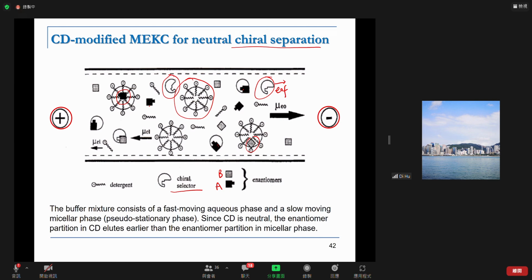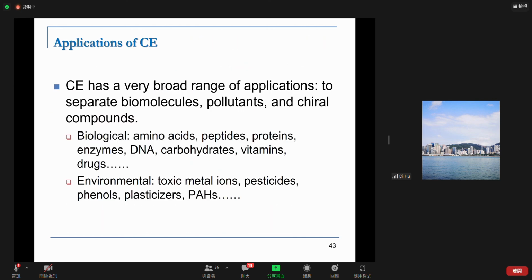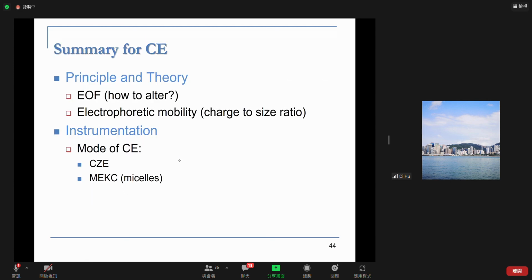Okay, I hope I explained it clearly. So you can see that we have a lot of applications of CE. There is a very broad range of applications to separate biomolecules, pollutants, and chiral components. In summary, remember the principle of the theory, and you should understand what EOF is, what EP is, what factors influence EOF and EP, and also the modes of the instrument. Okay, so that's all.